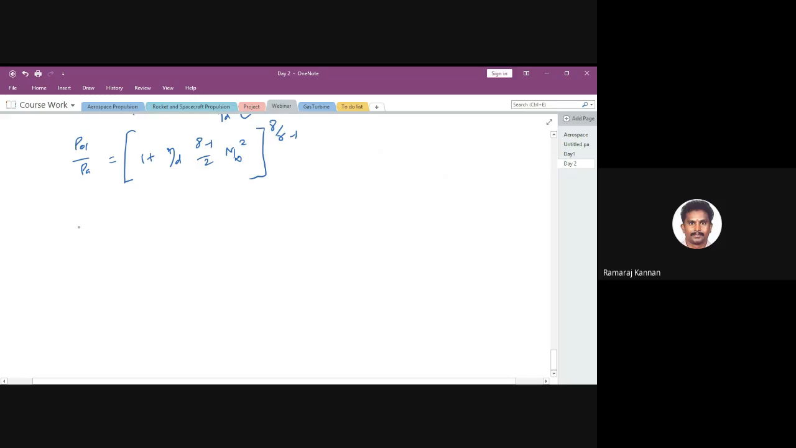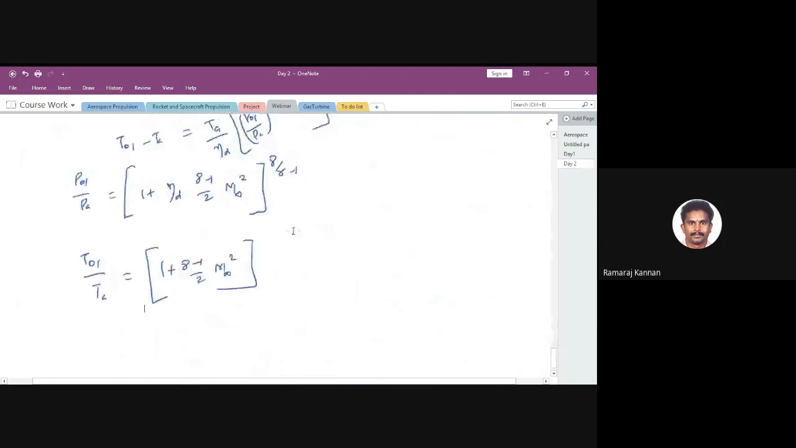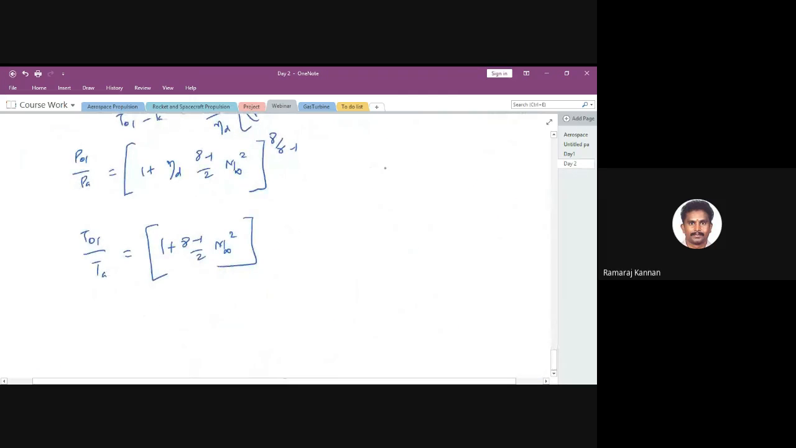So flow through your diffuser is going to be adiabatic. T01 by TA is equal to 1 plus (gamma minus 1)/2 M infinity squared. You can use this relation straight away. So now you look at your diffuser. If I know which Mach number it's flying at, and I know your PA, TA, then from that I can find the condition here.